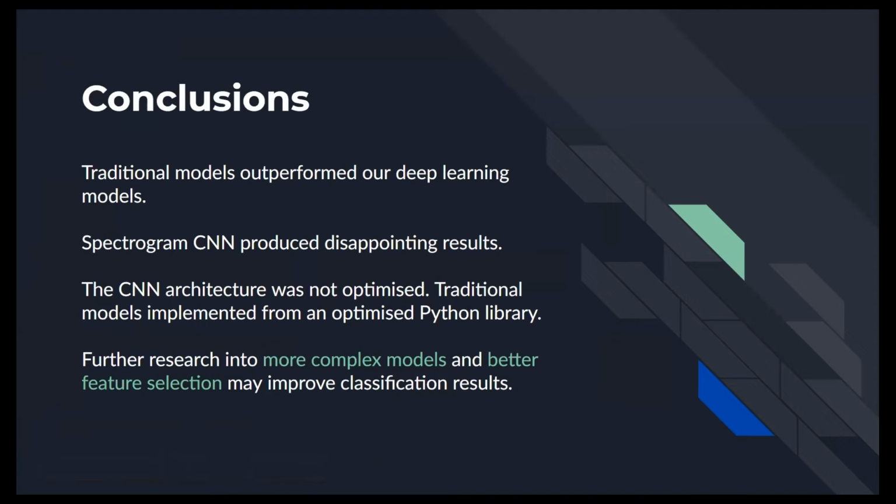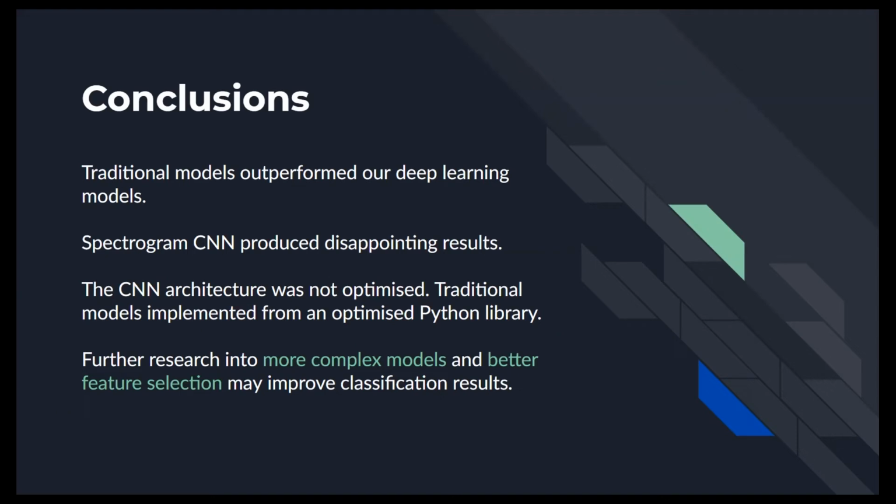And in conclusion, we found that our traditional models outperformed our deep learning models. The spectrogram CNN model did not perform as well as we expected. This may be because our CNN model was not properly optimized during the implementation, and that the traditional models were implemented from an optimized Python library.